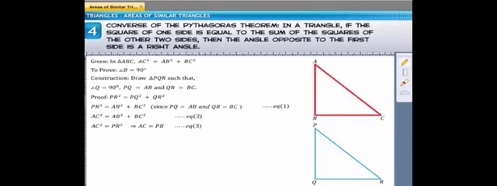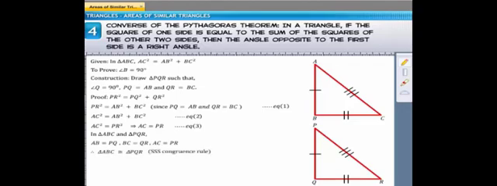Now, in triangle ABC and PQR, AB is equal to PQ and BC is equal to QR by construction, and AC is equal to PR from observation 3. Therefore, by the SSS criterion for congruence, triangle ABC is congruent to PQR.